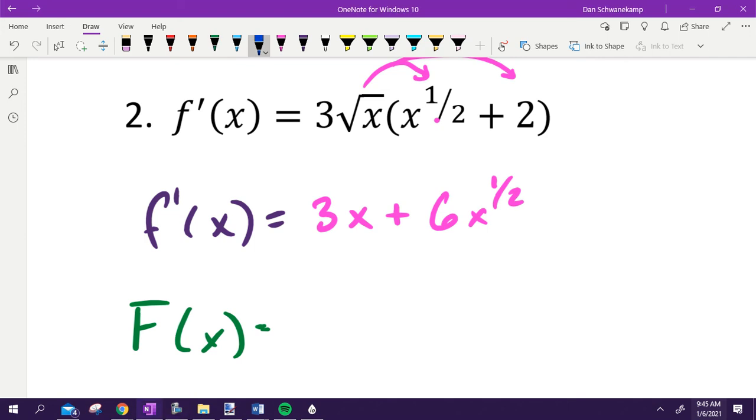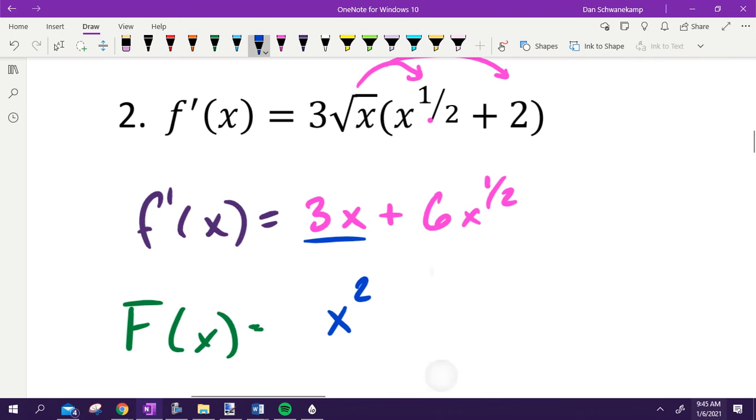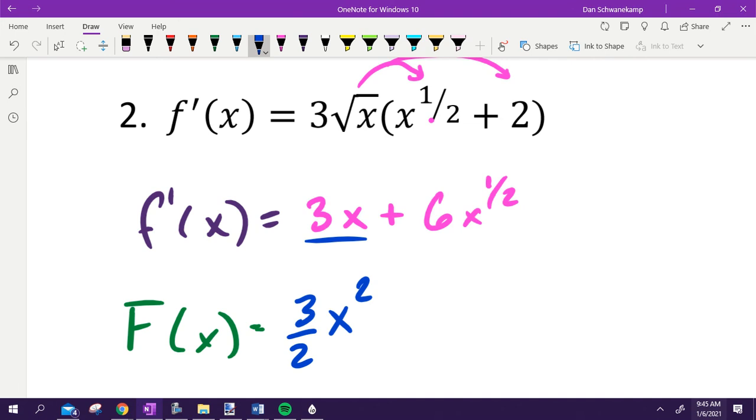Austin, what's my new exponent going to be on 3x? 2, because I'm adding 1 to my exponent. Now it's x squared. What do I got to do with that new exponent? Divide. So what's my new leading coefficient going to be? 3/2 x squared. Good. 3/2 x squared.